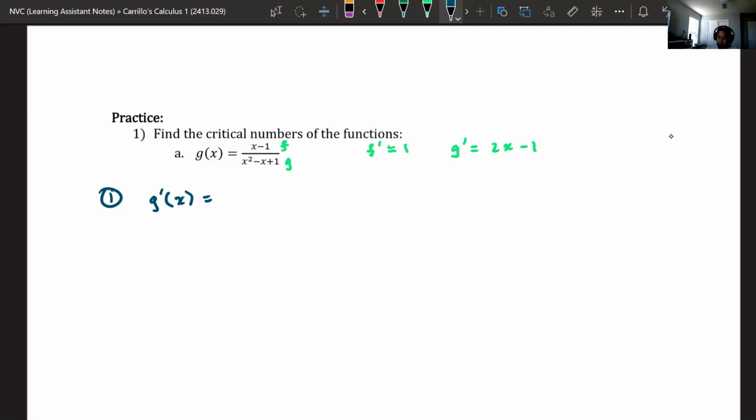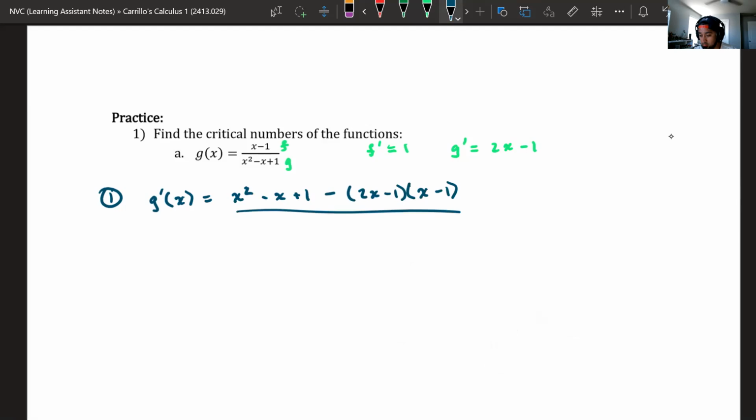So now following the quotient rule, we have f prime times g. So that's just going to be x squared minus x plus 1, minus g prime times f. So I'm going to set up parentheses. So we have g prime, which is 2x minus 1, times x minus 1, all divided by the denominator squared.